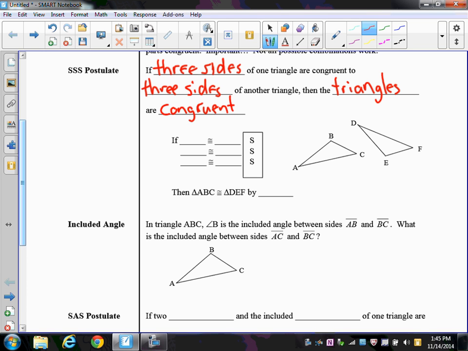So if I say segment AB is congruent to segment DE, so there's AB and DE, BC is congruent to EF. So I'll put 2 tick marks for BC and EF. And finally, AC and DF. AC has 3 and DF has 3. Then that's enough to show that the 2 triangles are congruent. If all 3 sides are congruent, the triangles are congruent by this SSS congruency postulate.